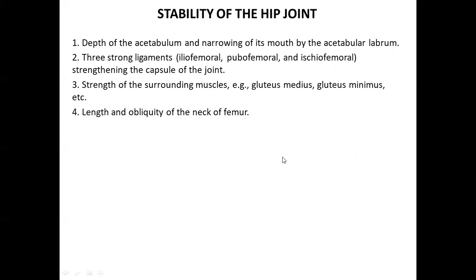Now, talking about the stability of the hip joint. There are certain factors that play an important role in the stability of the hip joint. These are, first of all, the acetabular labrum. We know the acetabular labrum deepens the cavity of the acetabulum. Acetabulum as compared to the glenoid cavity is already deep, and to deepen it further the acetabular labrum is present. Second, we have 3 important ligaments: the iliofemoral, pubofemoral, and the ischiofemoral ligament. And these ligaments strengthen the capsule of the joint.